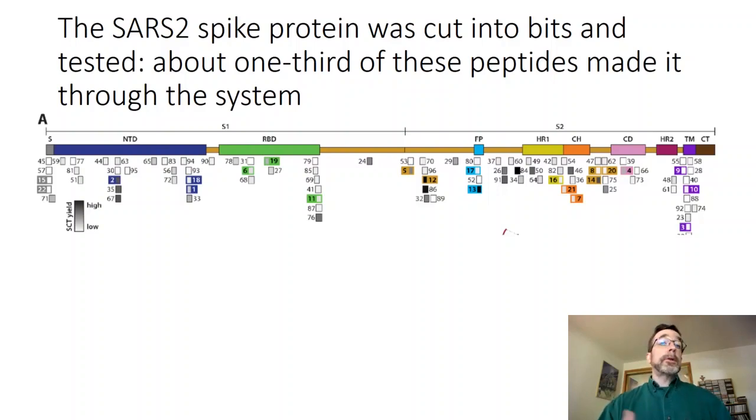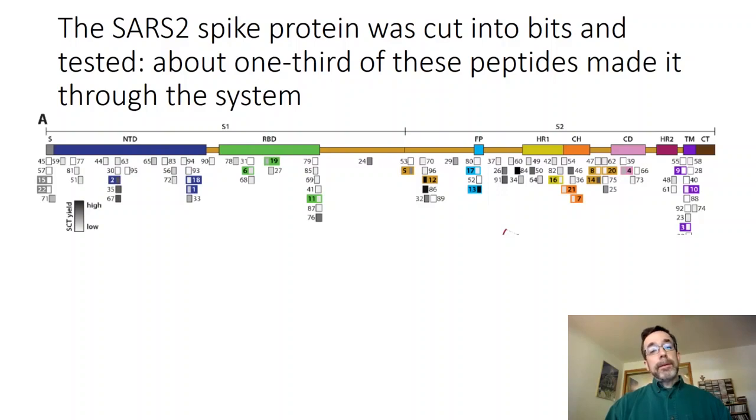So there's a trade-off between the molecular-level detail that you get and the ability to say this is what happens naturally, the ability to look at the entire protein.